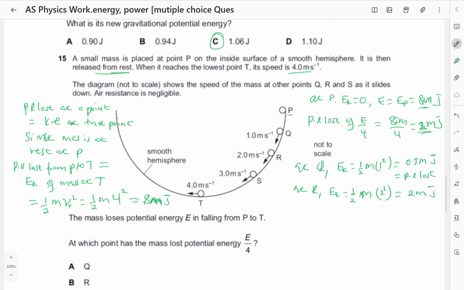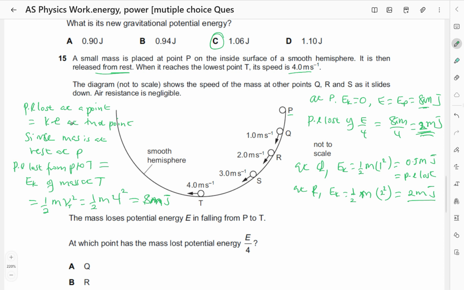So the question was, at which point has the mass lost potential energy E over 4? We are seeing that E over 4 is equivalent to 2m joules, and we are seeing that at R, the kinetic energy is 2 times m joules. And we said initially that the potential energy lost from P to T is equal to the kinetic energy of the mass at T. That means since the mass started from rest, the potential energy lost to reach any point must be equal to the kinetic energy at that point.